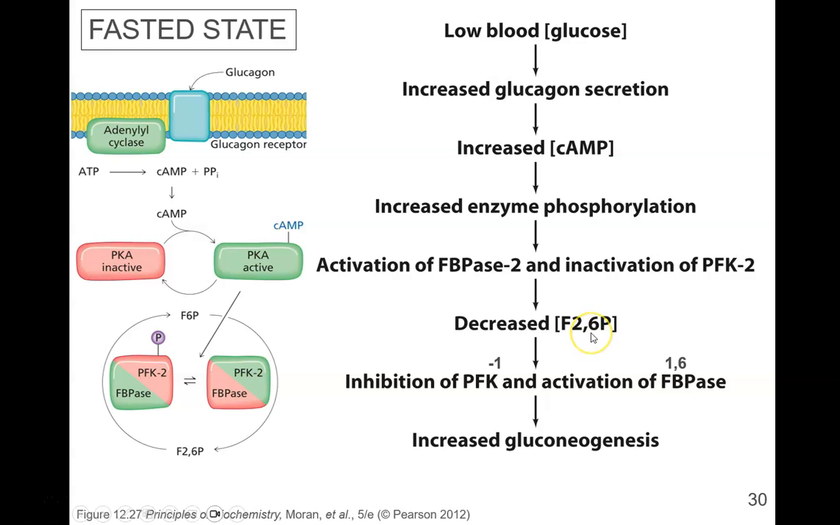That means that fructose 2,6-bisphosphate will go down. That means PFK1 is inhibited. Fructose 1,6-bisphosphatase is activated, and gluconeogenesis increases. And that's what we want. Fasted, glucagon, more gluconeogenesis.